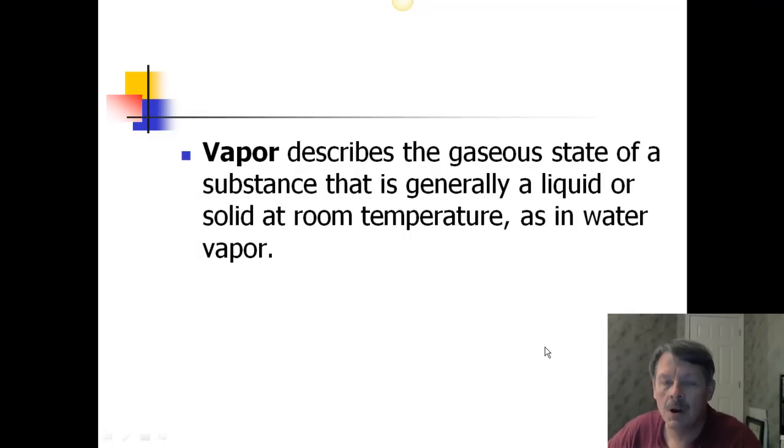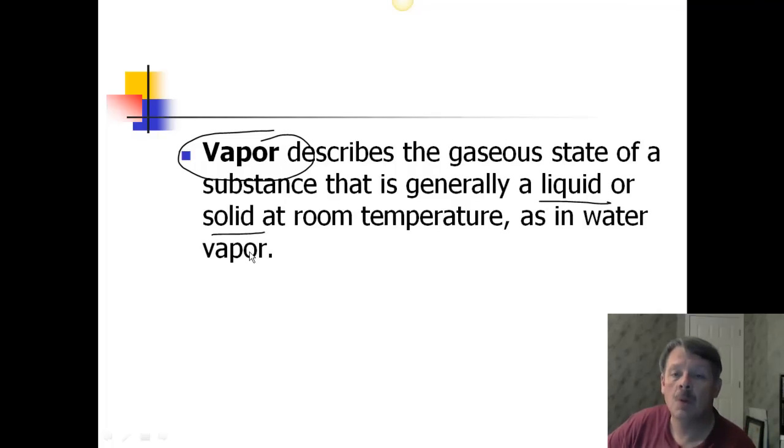All right, we have another term for gaseous state, and that's sometimes vapor. So we'll sometimes use the word vapor instead of saying something's in a gaseous state. And when we're talking about vapor, vapor describes a gaseous state of a substance that's generally a liquid or a solid at room temperature. An example would be water vapor, carbon dioxide vapor. Well, that's not true, but water vapor is a good example.